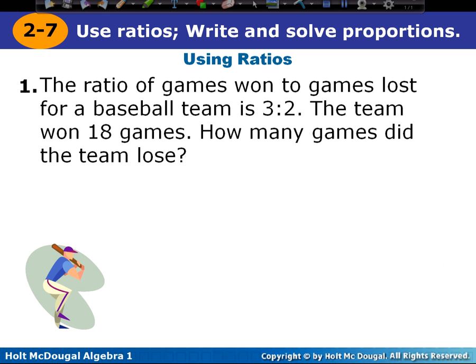Number 1, the ratio of games won to games lost for a baseball team is 3-2. The team won 18 games. How many games did the team lose? So they won 18. We need to figure out how many it is that they lost using the proportion that they gave us. Go ahead and take a minute and write down the problem.